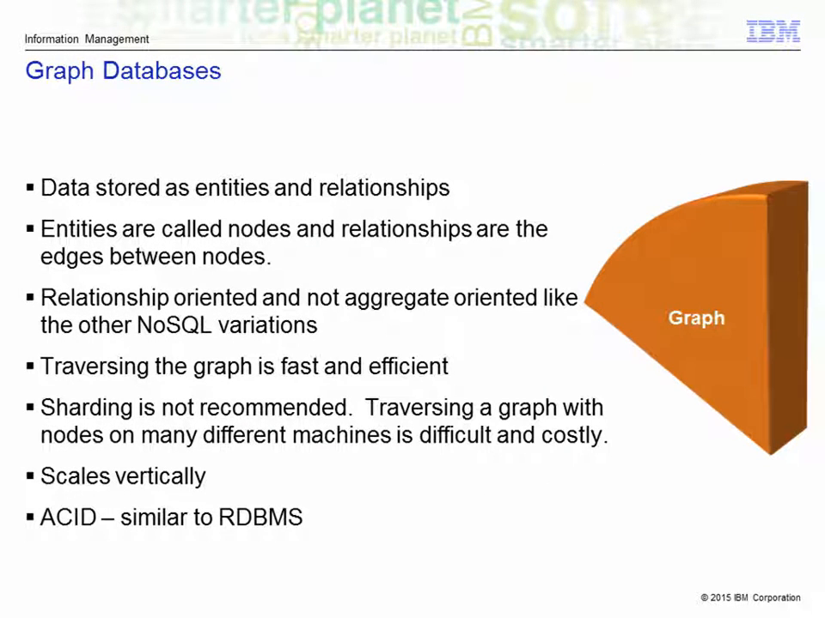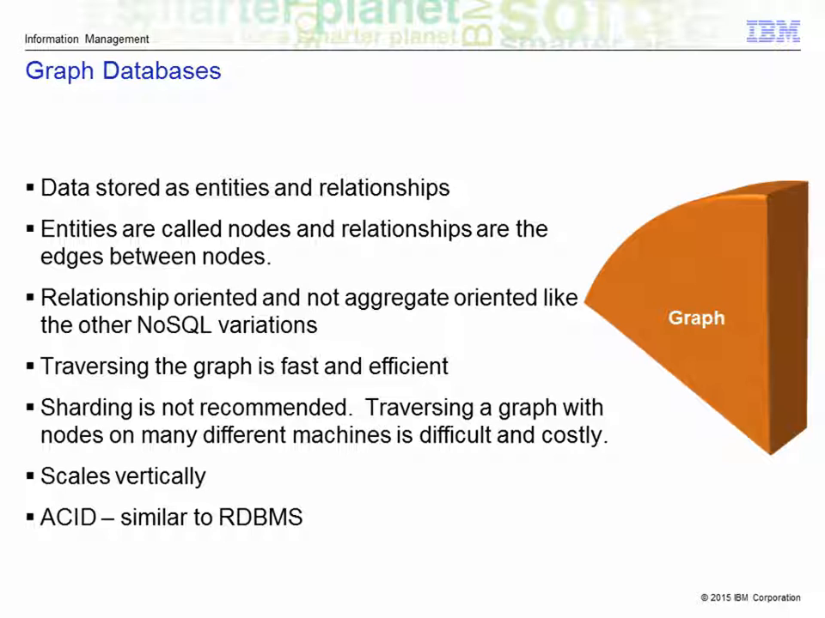Finally, graph databases are the last NoSQL variation to review. This database type stands apart from the previous three types covered because it doesn't follow a few of the common traits previously seen. From a high level, graph databases store information in entities or nodes and relationships or edges.